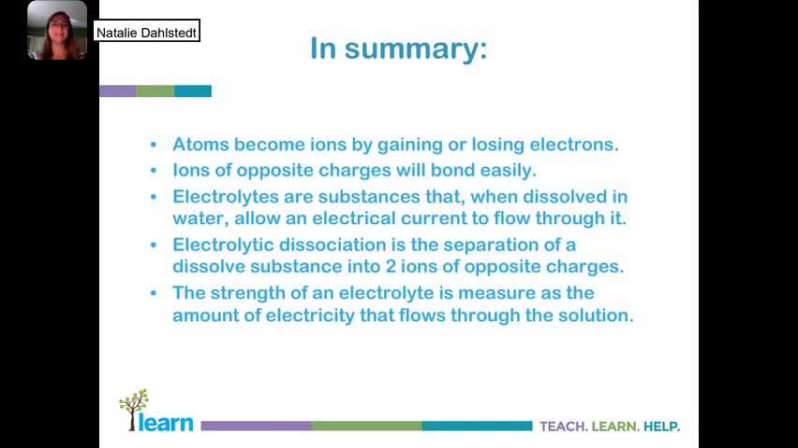In summary, what you saw in this lesson is that atoms become ions by either gaining or losing electrons. They do that by following the octet rule. You also saw that ions of opposite charges easily bond together. Electrolytes are substances that, when dissolved in water, allow the electrical current to flow. Electrolytic dissociation is the separation of a dissolved substance into ions of opposite charge. The strength of an electrolyte can be measured as the amount of electricity that flows through a solution.